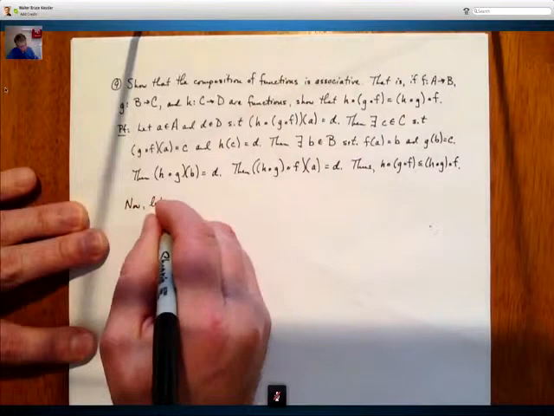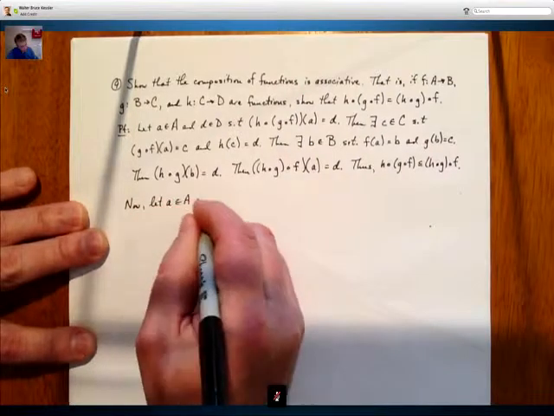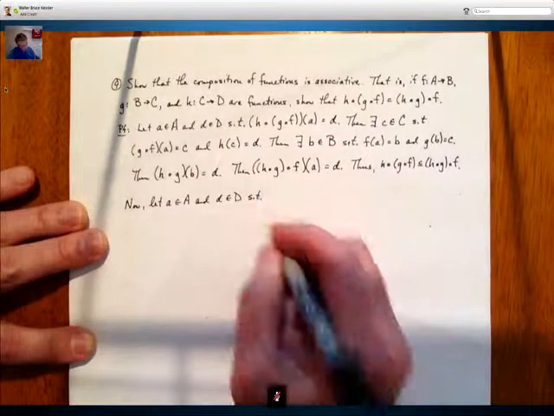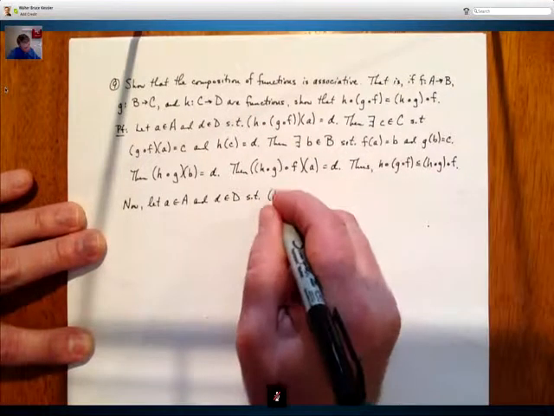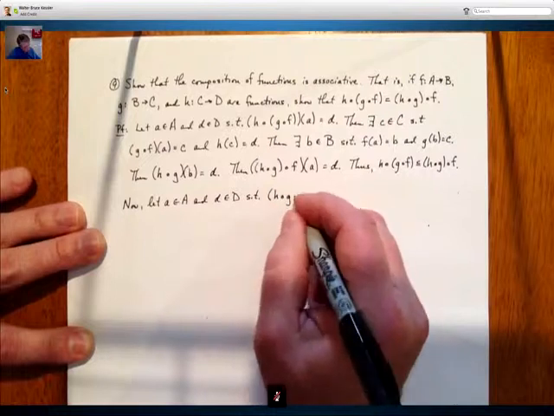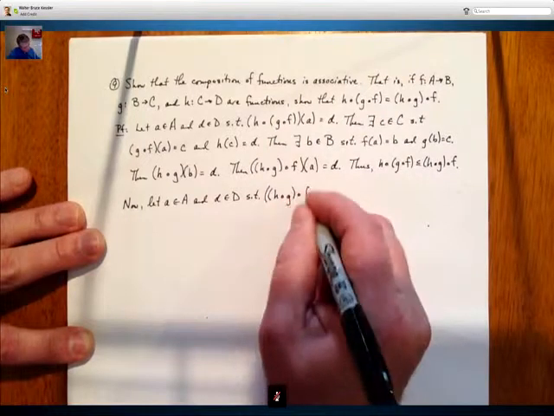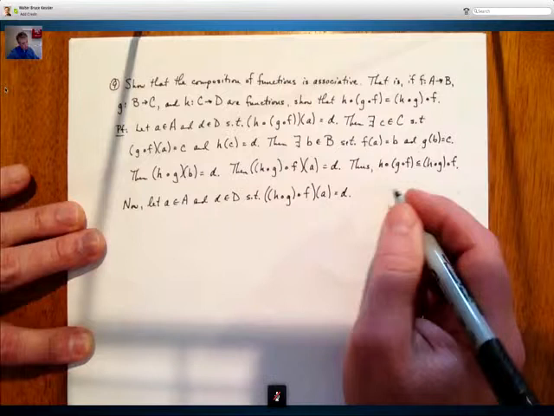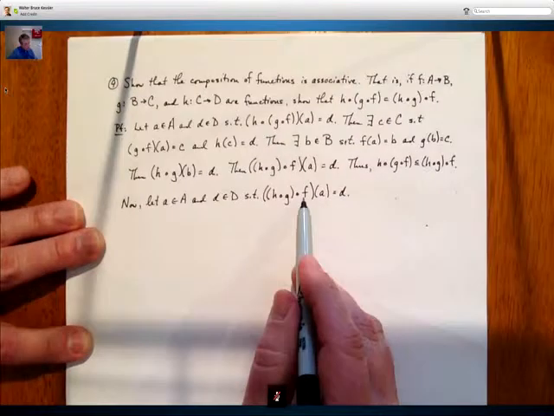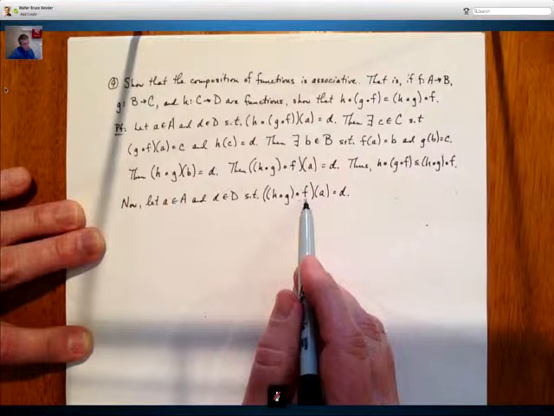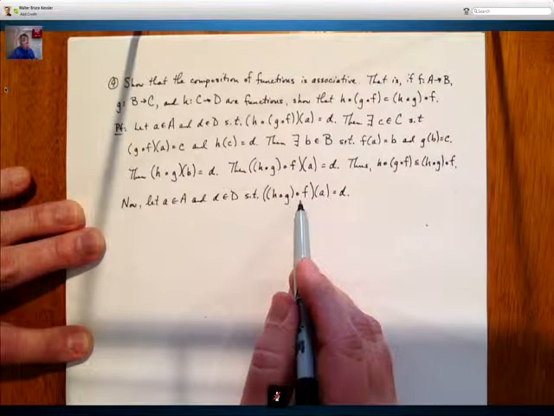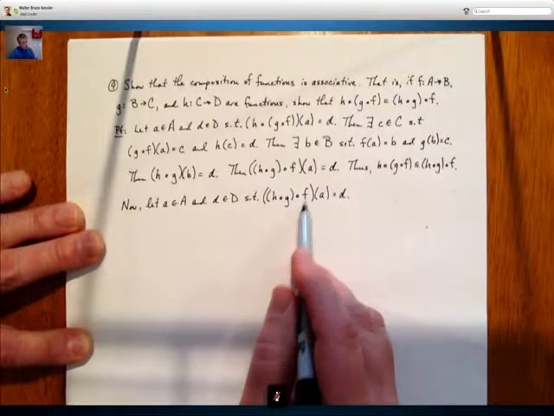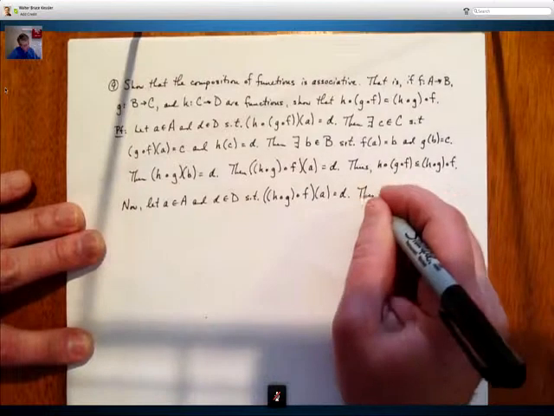Now, let A be an element in A, and D be an element in D, such that H of G composed with F of A gives me D. What this is telling me then is there's some middle ground, some element in between the set A and the set D, right outside of F here.